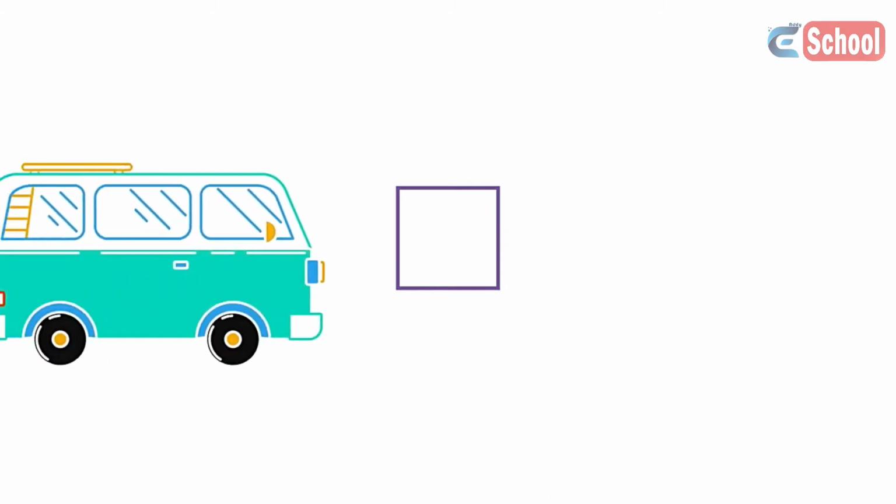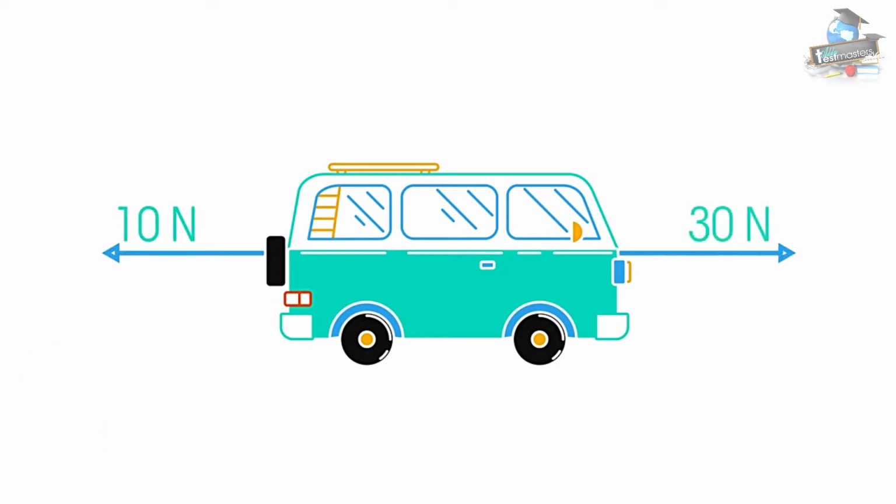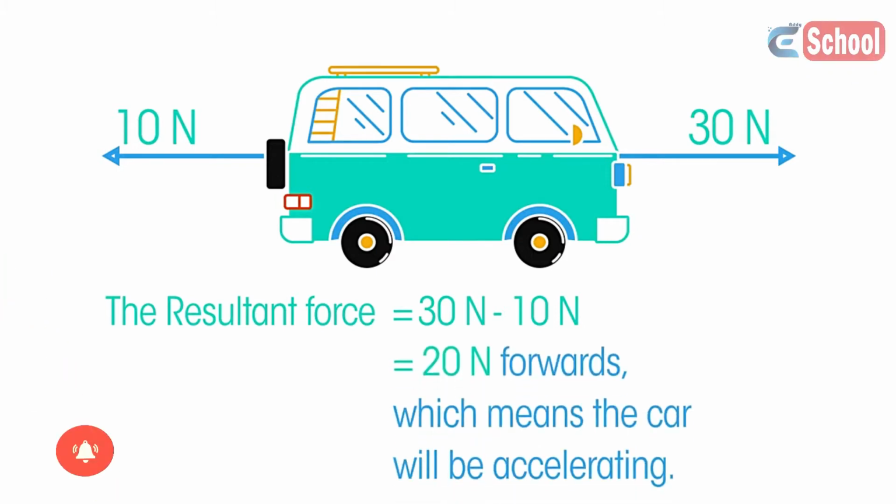For example, look at this car. There is a force of 10 newtons pushing it backwards, and a force of 30 newtons driving it forwards. To work out the resultant force, we subtract the smaller force from the larger force. So the resultant force equals 30 newtons minus 10 newtons, which is 20 newtons forwards, which means the car will be accelerating.